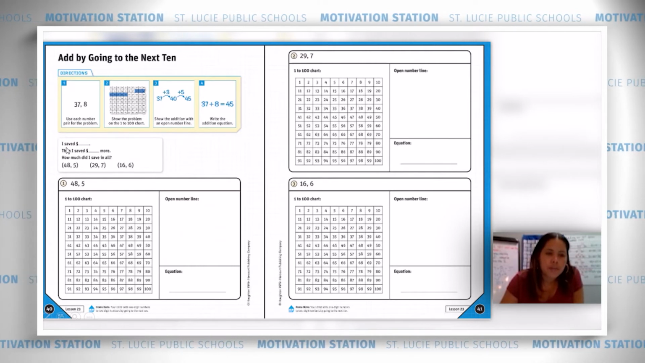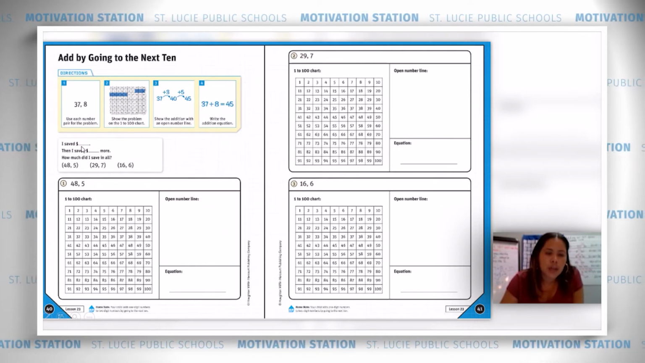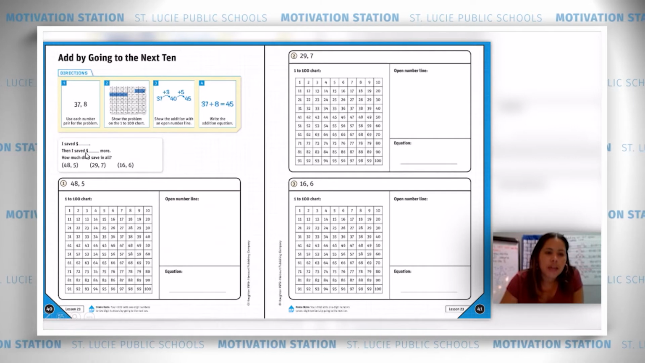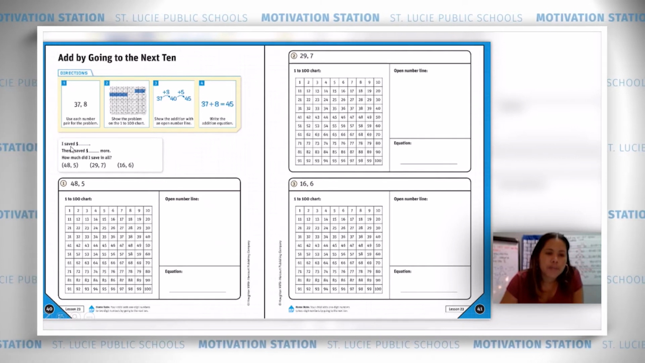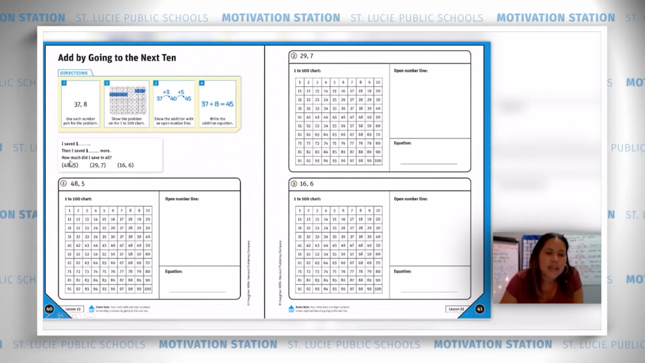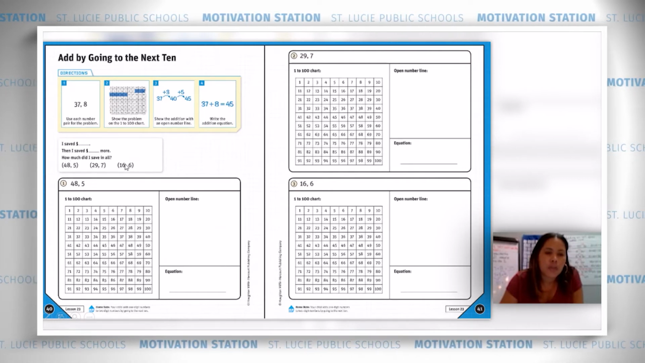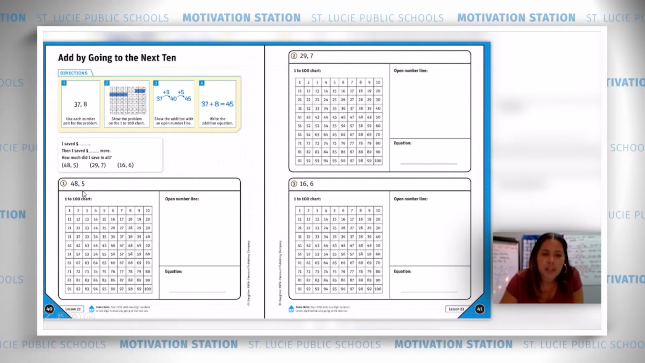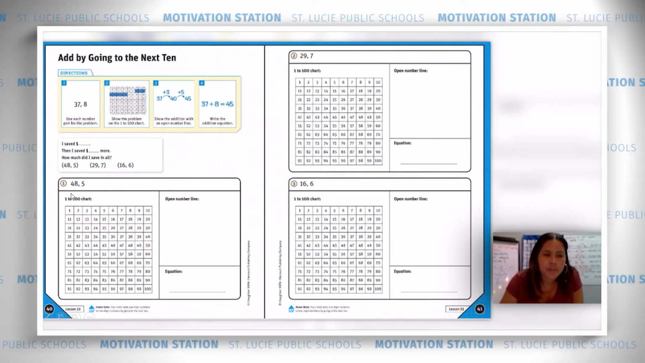Here's our word problem frame. I saved blank. Then I saved blank dollars more. So we are saving some money. Then we save some more money. How much did I save in all? Here are our 3 number pairs that match 1, 2, and 3. Let's start with number 1.